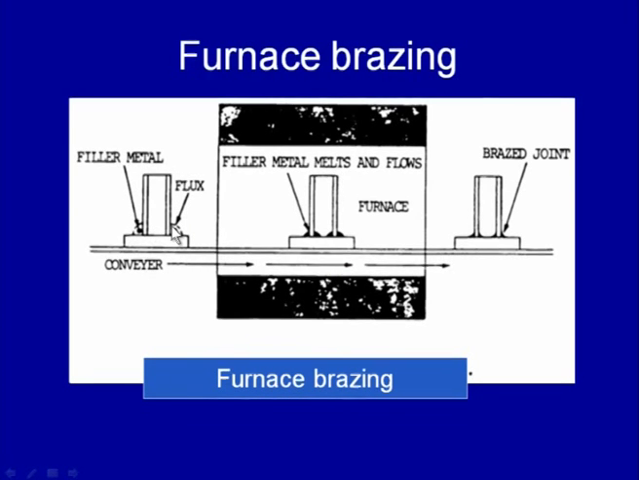Here, say if there are two components to be joined, then we put in the flux and the filler material between them. Then this system is passed through the furnace. When it passes through the furnace, the flux performs its role by reacting with the molten filler metal to remove the impurities and prevent oxidation if any has taken place. At the same time, on melting, the filler material gets distributed between the components to be joined, and after coming out, on solidification of the braze material, we get the joint in the case of furnace brazing.